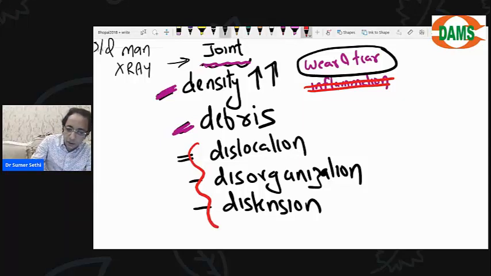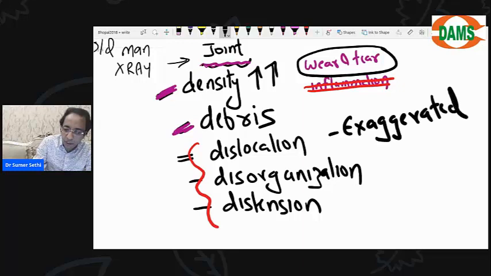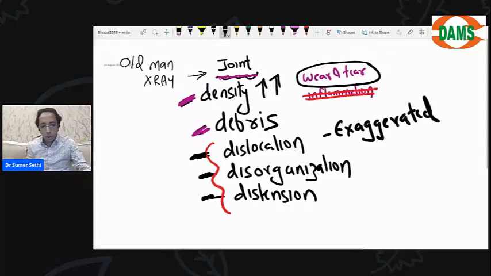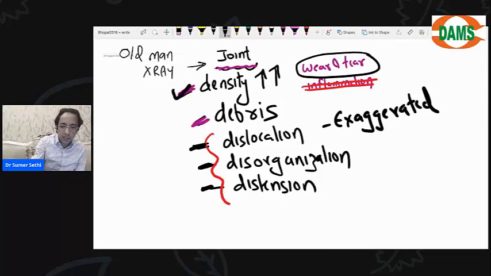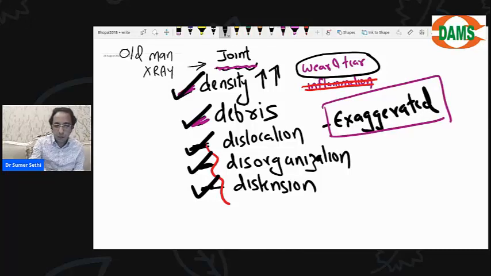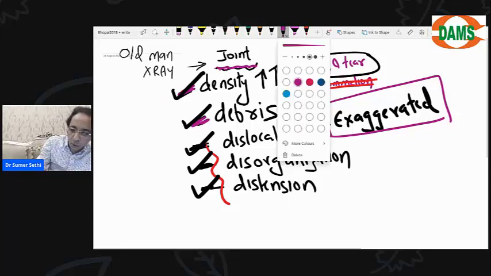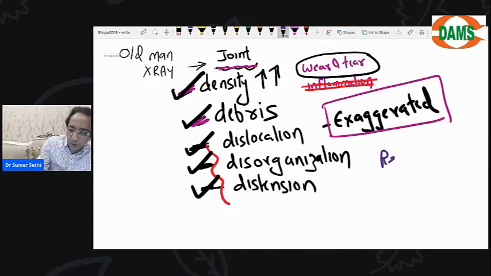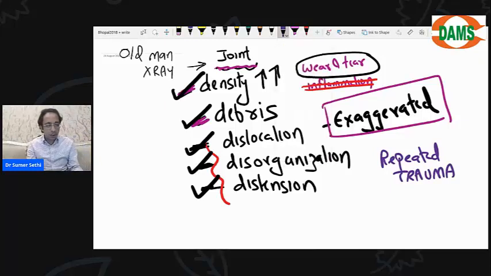क्या लगता है? लगता है बहुत ज्यादा wear and tear हो गया है. इतना ज्यादा wear and tear है, there is exaggerated wear and tear, that the joint is not only wear and tear, the joint has also become dislocated, disorganized, distended. So this old man on X-ray has increased density, debris, dislocation, disorganization, distension, which represent in my mind exaggerated wear and tear. Now, why would you have so much wear and tear? So much wear and tear in the joint can be explained by repeated trauma. This man must be having repeated trauma to the joint.